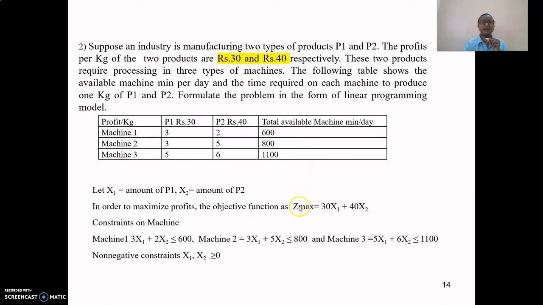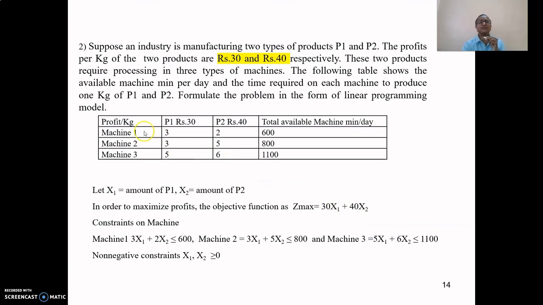Now straightaway the profit is given per kg for products P1 and P2. So I will write here the objective function Zmax is equal to 30x1 plus 40x2. That is 30 for P1 and 40 for P2, x1 for P1 and x2 for P2. Therefore the objective function is Zmax equals 30x1 plus 40x2.